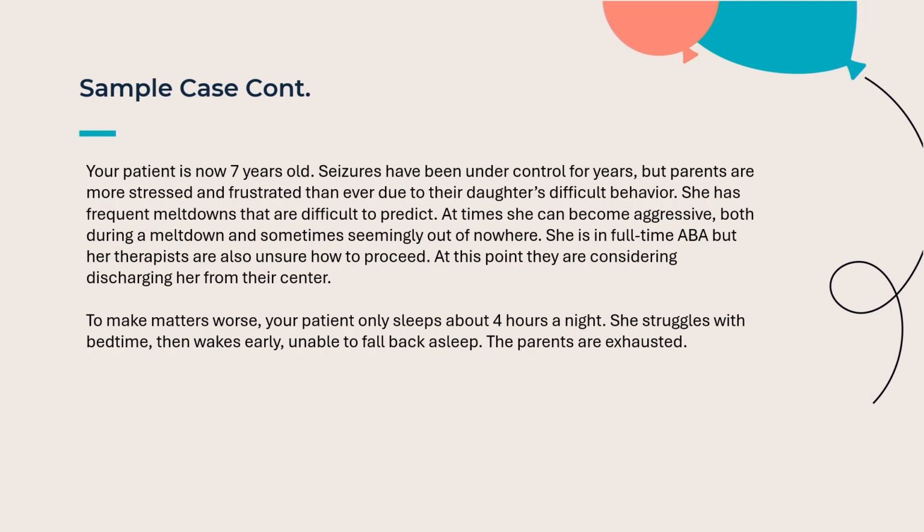She is in full-time ABA, but her therapists are also unsure how to proceed. At this point, they're considering discharging her from their center. To make matters worse, your patient only sleeps about 4 hours a night. She struggles with bedtime, then wakes early, unable to fall back asleep. The parents are exhausted.